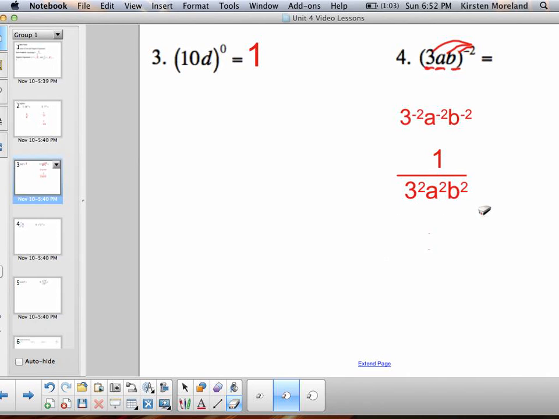Whenever I move the negative exponent to the correct spot, meaning in this case it's on top, so it's going to go 1 over, the exponents become positive. Notice. Now I have one last step. The only thing I can simplify is 3 squared, and I should get 9. So I get 1 over 9a squared b squared as my final answer.